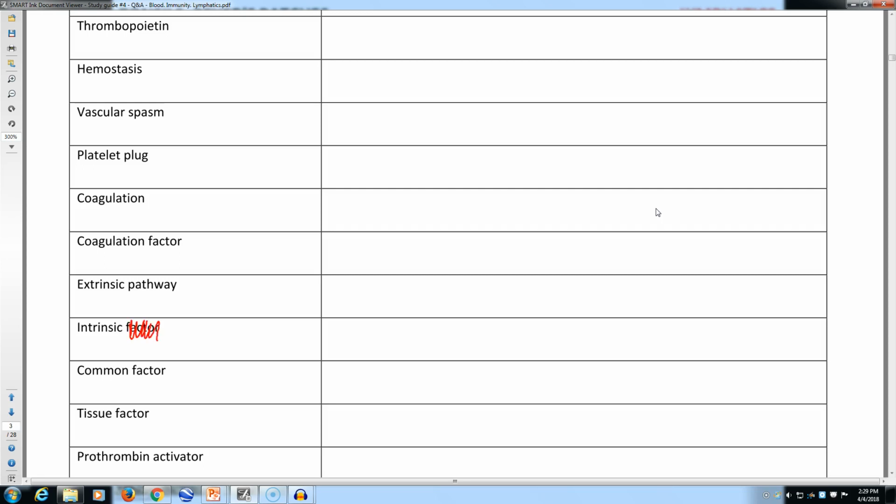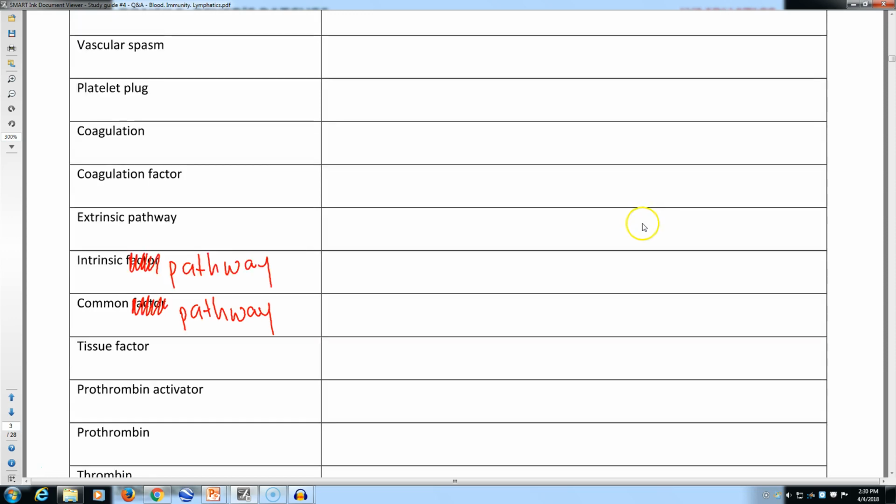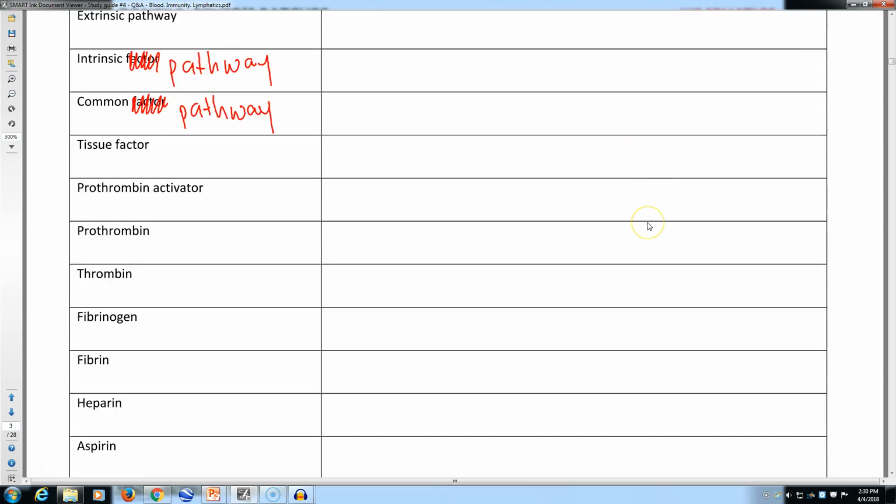Of course, intrinsic pathway and common pathway. Does that make sense? So you have to know intrinsic, we have extrinsic, they all come together to the common pathway. We discussed tissue factor, prothrombin activator.